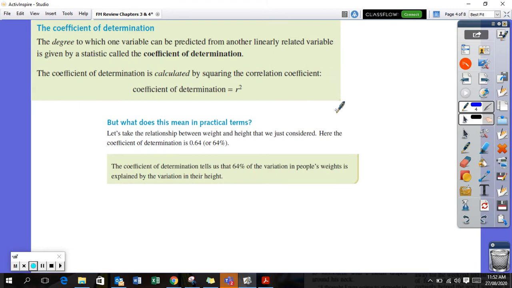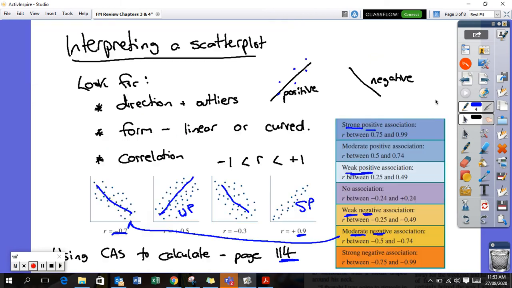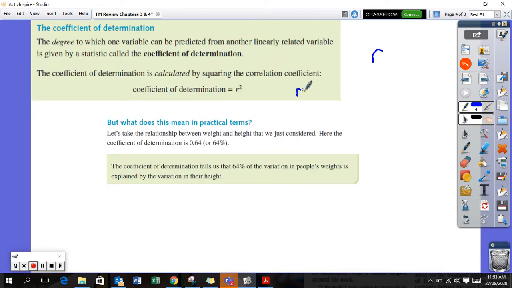Okay, once we've got the correlation coefficient, which is R, then we're going to square it. Remember, R can go between -1 and +1. When we square it, all the negatives become positives. So when we square it, R squared is between 0 and 1, and it gives us the coefficient of determination. It tells us how much of one variable can be predicted from another.